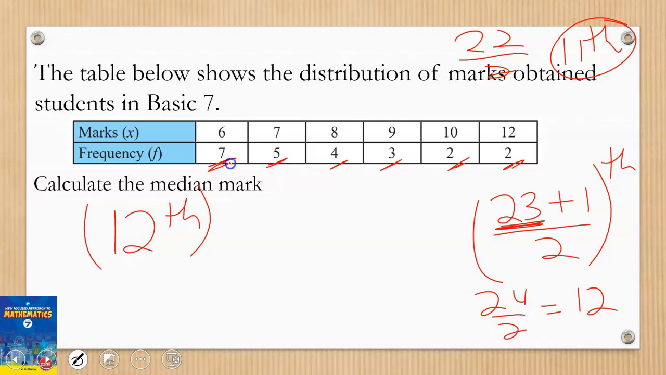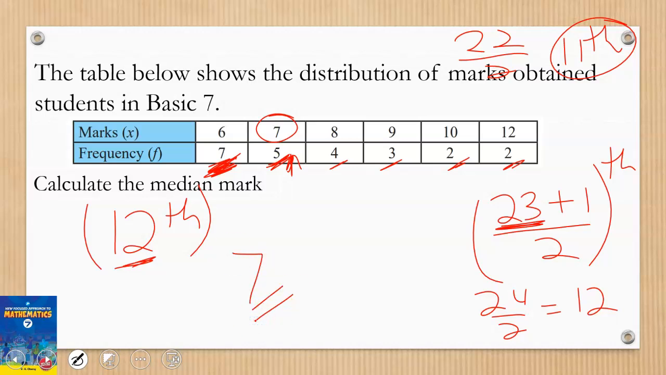Starting from the frequency here, I'll keep adding the values. When I get to 12, I stop, then I track it to the mark. So if I add 7 plus 5, that is 12, right? 7 plus 5 is 12. I don't need to go further. Then I can just point the position to the number 7. So now my median mark is 7.